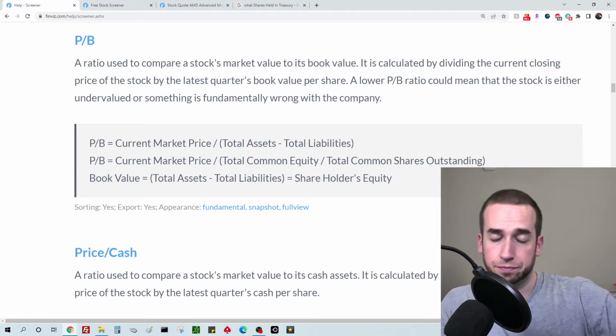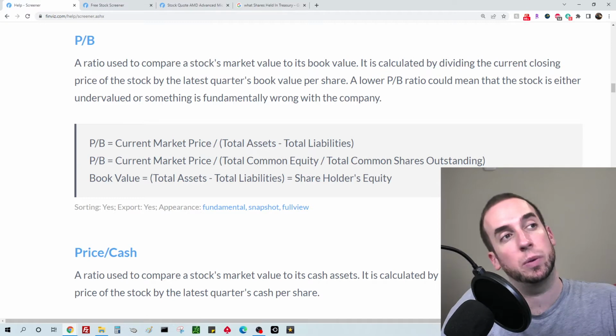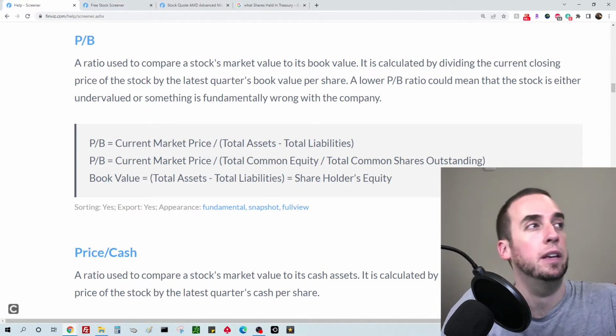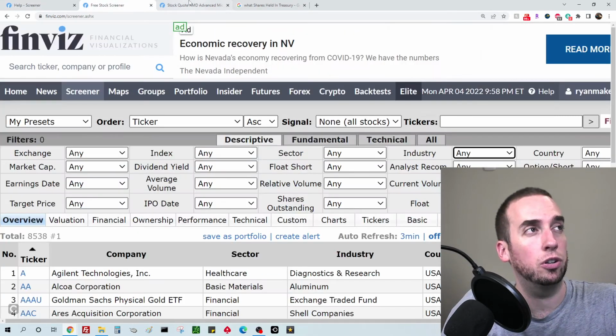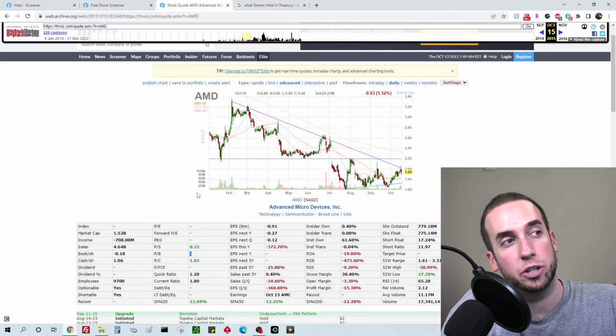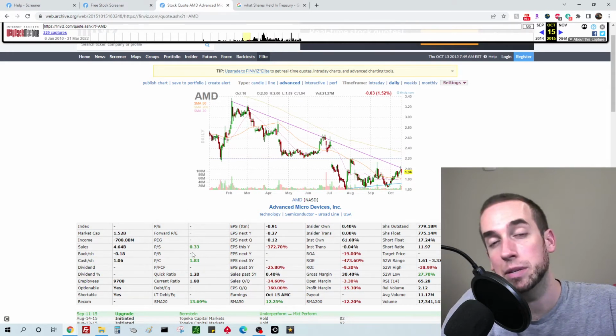So again, you interpret this the way you want to. Please do some research on it. If we were looking at the price to book ratio for Finviz or for AMD, we would have missed out.